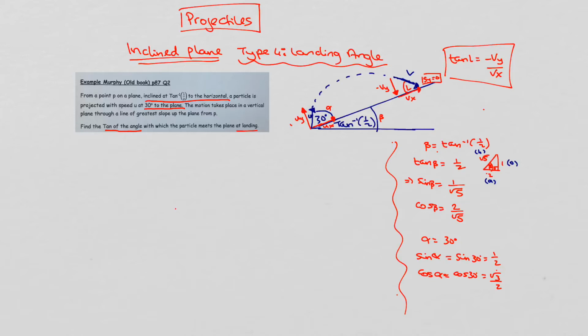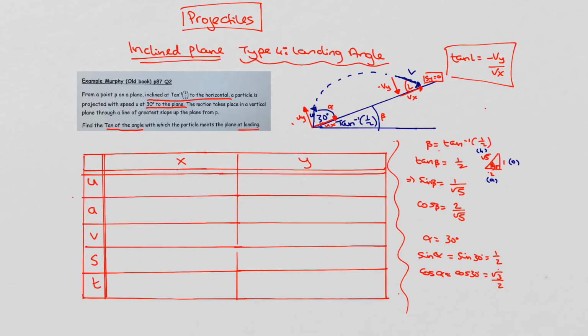So I'm going to get you to pause the video, and then you're going to fill out your u, a, v, s and t table with respect to x and y. Okay, so u in the x direction is always u cos alpha, so we have to remember that our u vector is u cos alpha in the i direction and u sine alpha in the j direction. So of course you can write this table in terms of i and j, it doesn't matter if you prefer x or y or i or j.